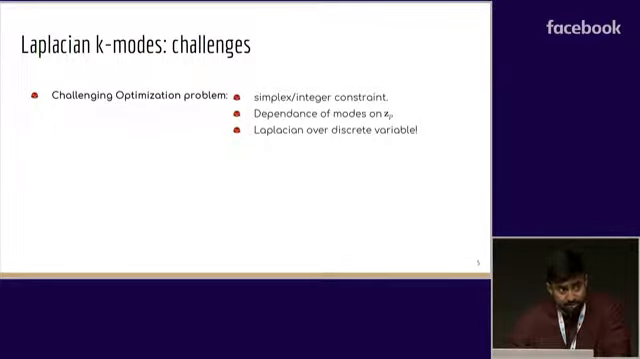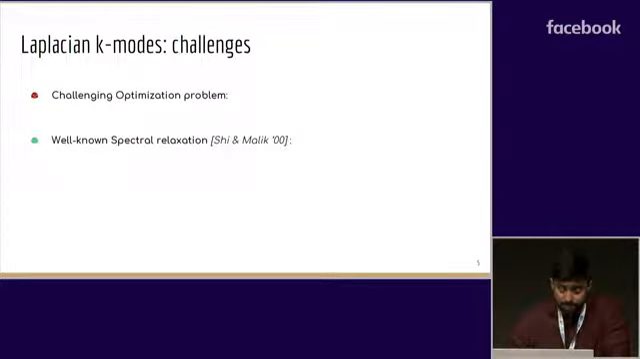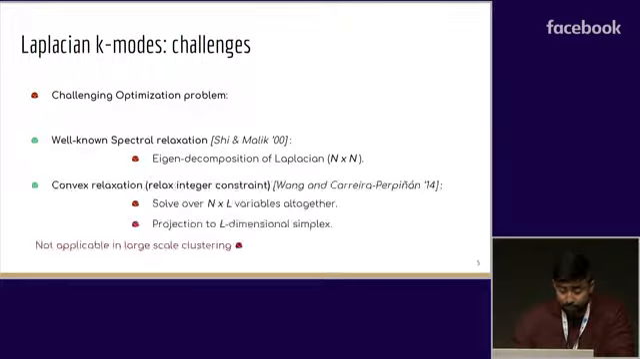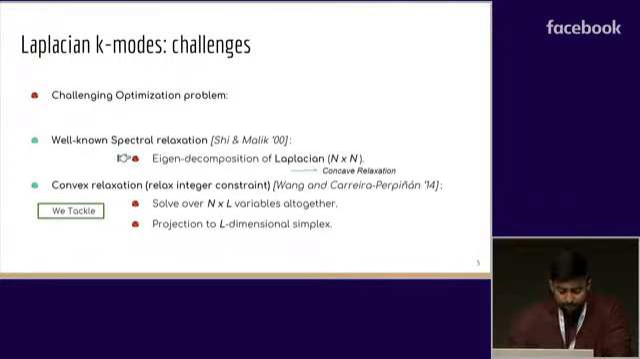So minimizing Laplacian K-modes is very challenging due to the simplex and integer constraints, and also due to the Laplacian term itself, optimizing which is NP-hard. The well-known spectral relaxation can be used. However, it has a high computational and memory load when n is very large, and making it scalable is an active research topic. If we relax the integer constraint, we get the convex relaxation, but it needs to solve jointly over the number of data points and the number of clusters. And also, it has an additional overhead of simplex projection, and all this does not make it applicable for larger scale clustering.